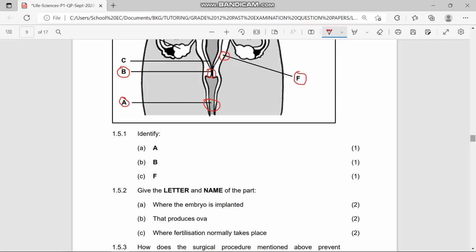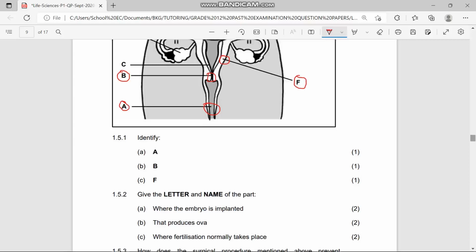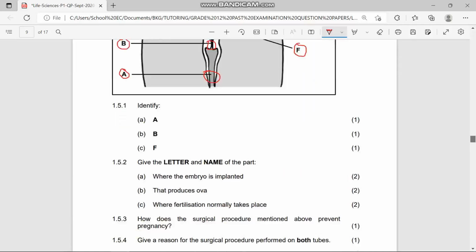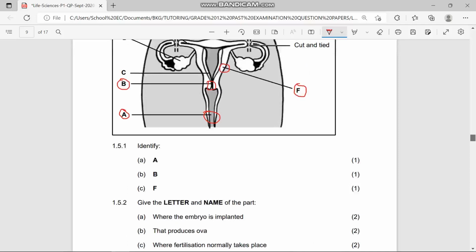1.5.2 says give the letter and name of the part. So we're giving the letter and the name of the part by looking at these statements. Where the embryo is implanted. After the process of fertilization, you know that the embryo must be implanted. This is where it's going to grow until it becomes bigger, becoming a fetus, becoming a baby until birth.